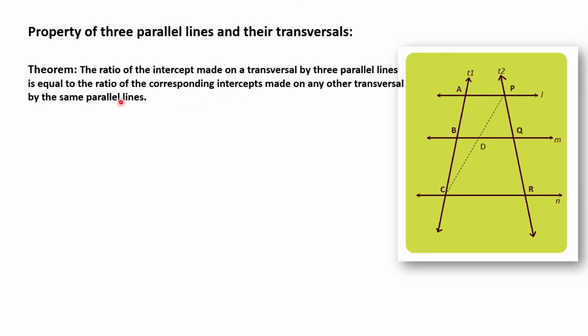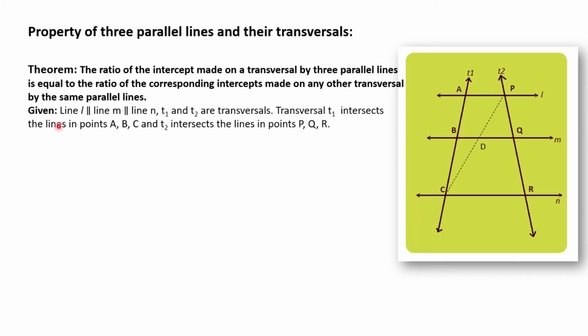So our first task is to find what is given and what is to prove. The ratio of, okay, so the ratio we want is of the intercepts made on a transversal by three parallel lines.